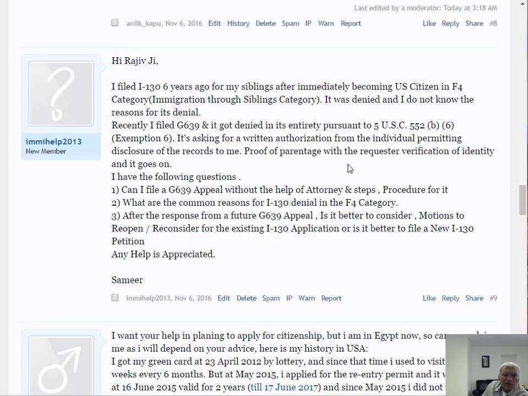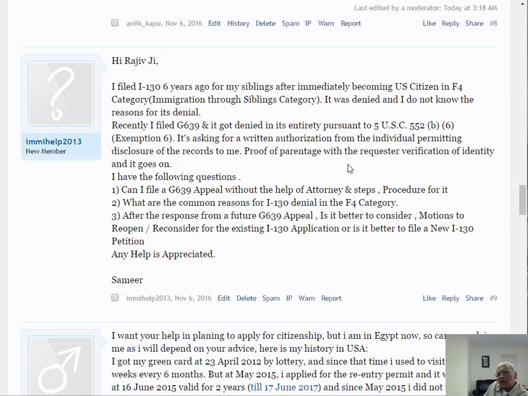Next question is from Samir. Filed I-130 6 years ago. It was denied, and I don't know why the I-130 was denied. So you filed a Freedom of Information Act request, but now the government is saying that you need a written authorization from the individual permitting disclosure, and identity and all that.